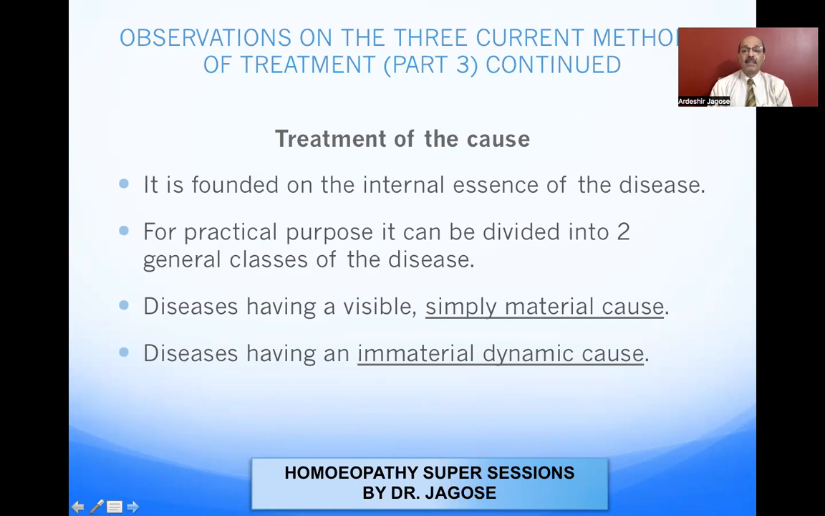For practical purposes, you can divide diseases into two general classes. The first class has a visibly simple material cause, and the second class is disease having an immaterial dynamic cause. So let us see something about diseases which have a material cause and diseases which have a dynamic cause.